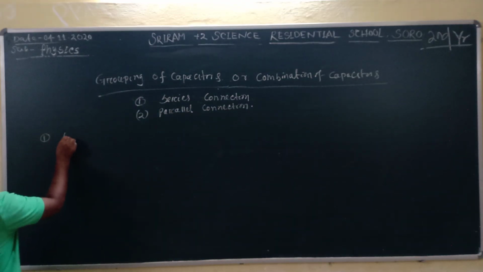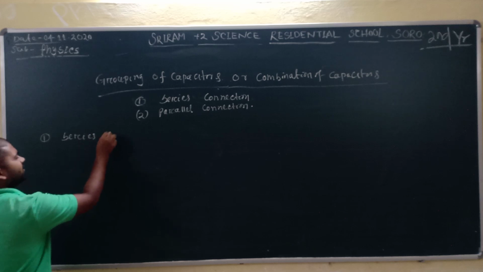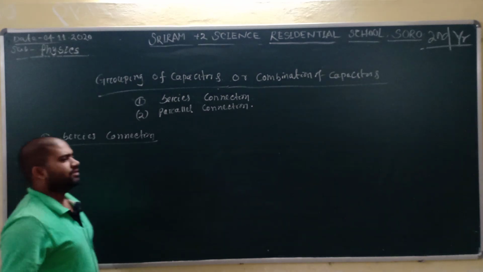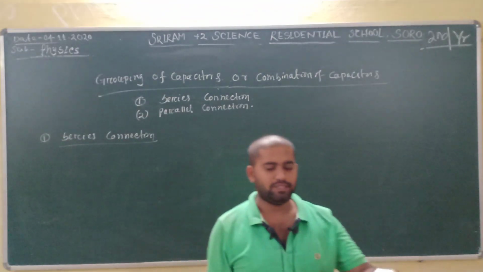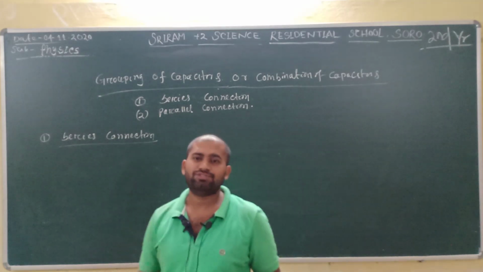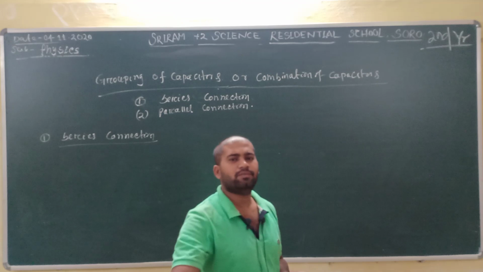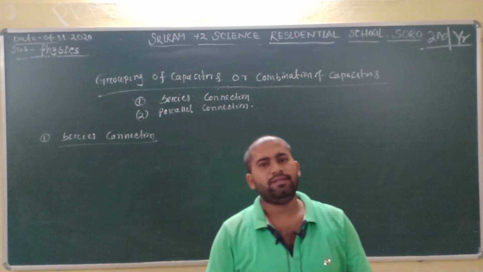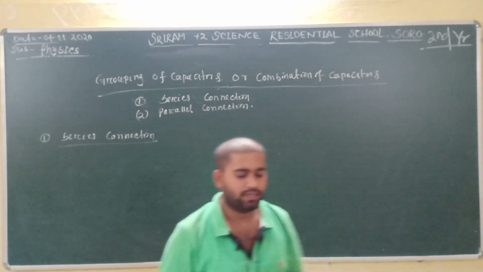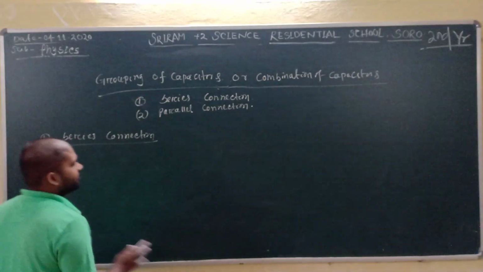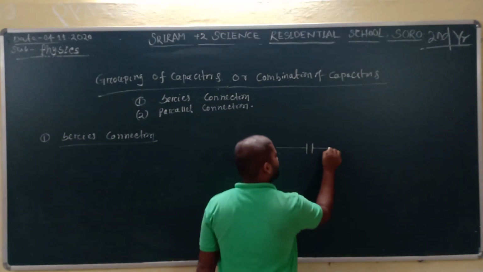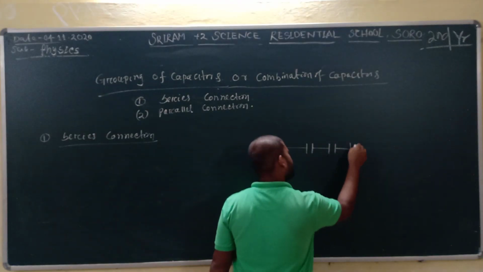So first we understand series combination, or simply series connection. Series connection of electrical capacitance says if a large number of capacitors are connected in series, then the combination becomes a series combination. Okay, so if we arrange a large number of capacitors in series, suppose there is a large number of capacitors arranged like this.